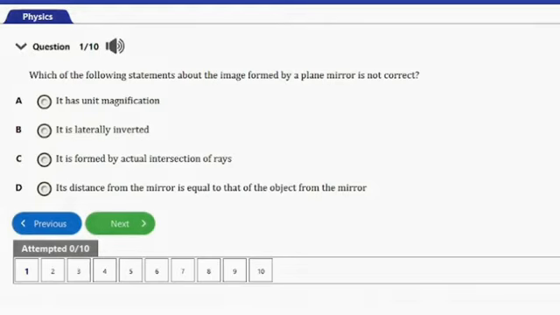In today's video, we have these 10 questions to answer on the topic light waves. This video will be about plane mirror. So, stay till the end of this video. Let's go ahead and start with the first question here.